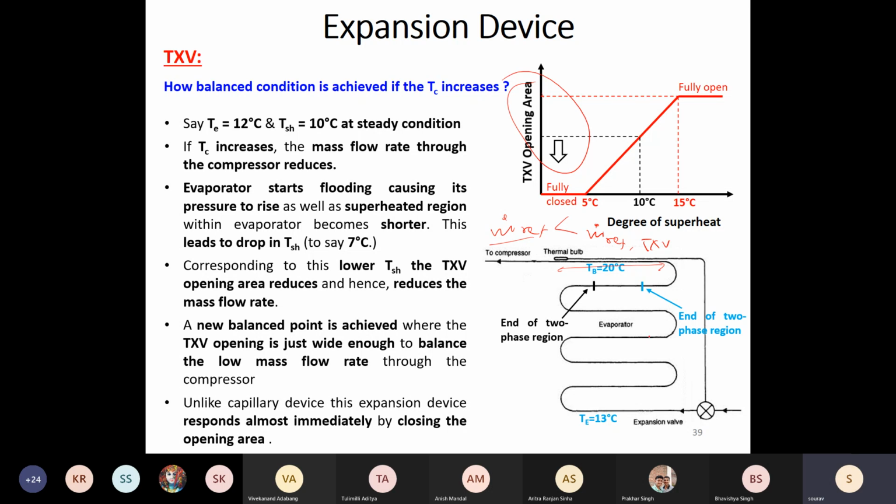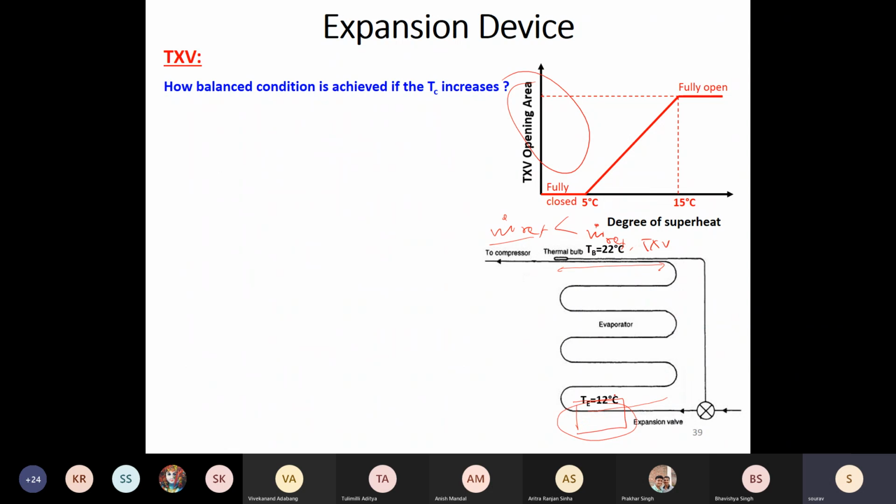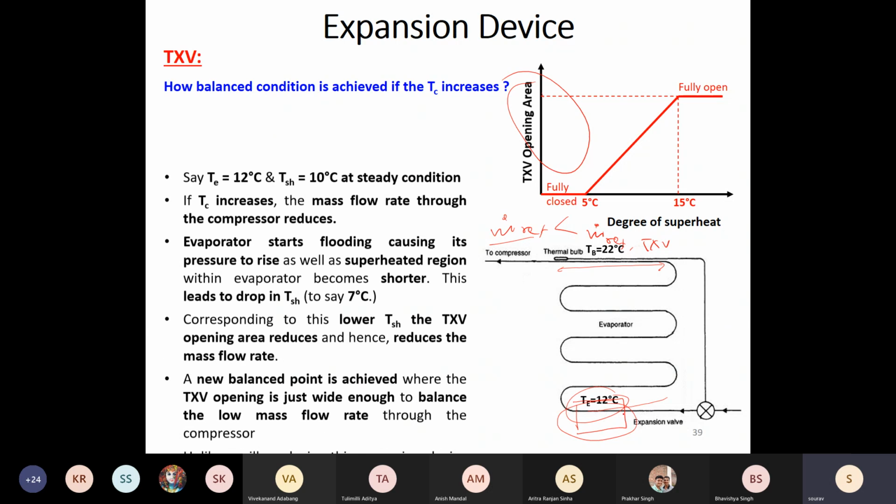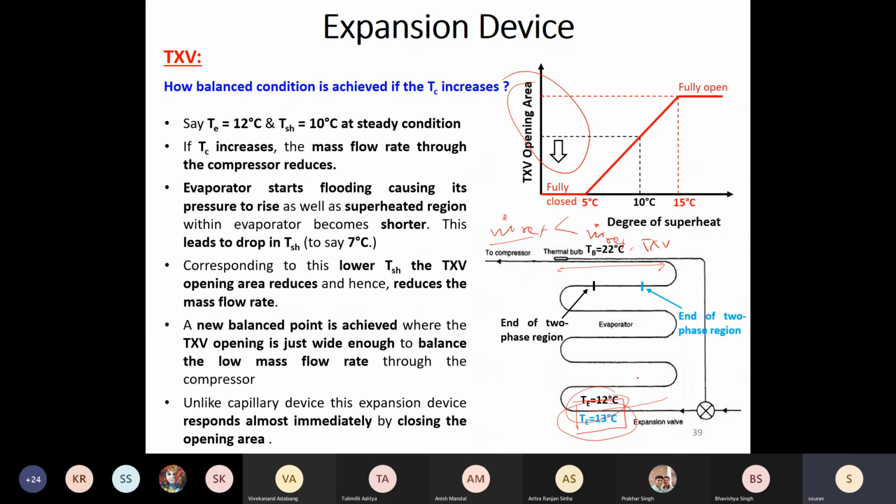Okay, please remember the TXV does not respond to evaporator temperature. It responds to degree of superheat. Your evaporator temperature could be anything. Okay, so there are two effects now. So when your evaporator starts to flood, we have already discussed that your pressures will rise and hence your evaporator temperature will also rise. So earlier it was 12, now it could be 13. So these are some hypothetical numbers which I have given to explain the phenomena. So it could become 13.